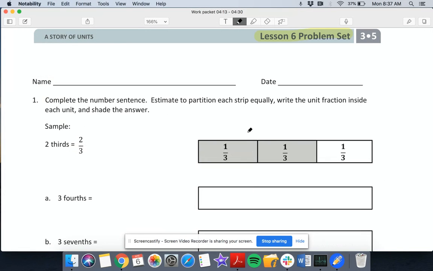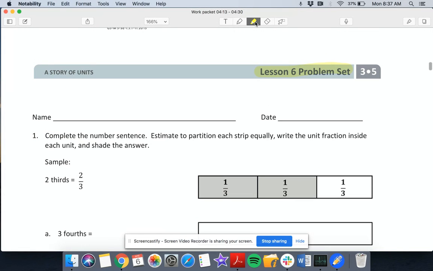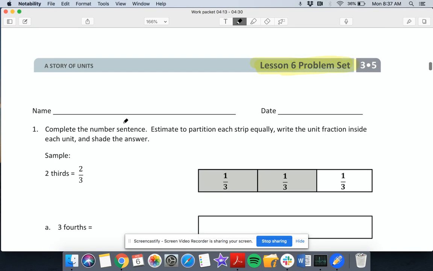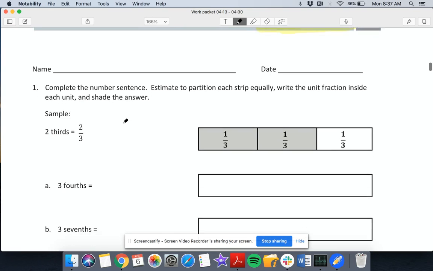Hi Math Stars. Today we will be working on lesson 6 problem set, and we are essentially just building our skills from what we did yesterday. So let's do some sample problems and then you all will be all good to go.